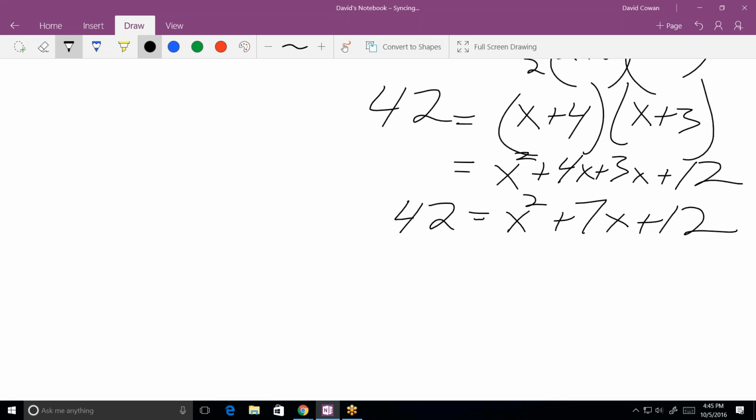Do you get it on the same side? Right. In other words, I want 0 on one side. So I'm going to subtract 42 from both sides.